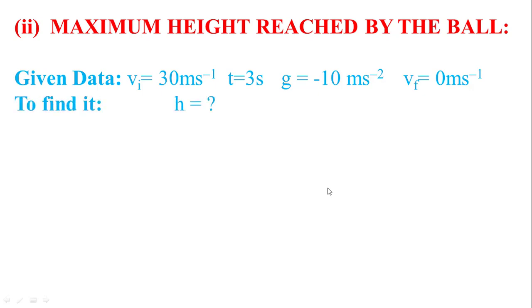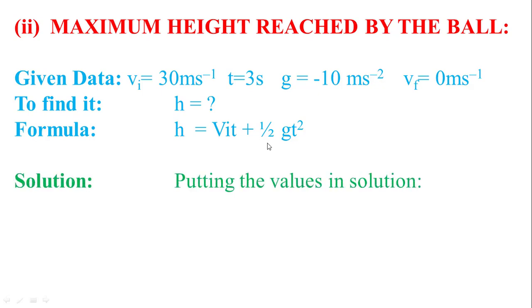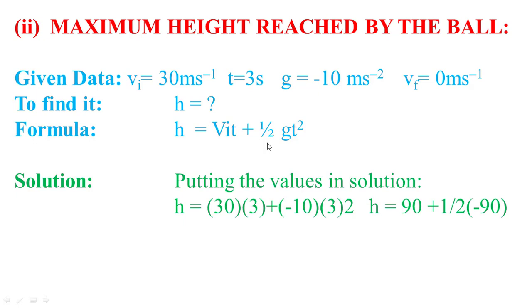To find H, we use the second equation of motion. We replace S by H and a by g. Then H is equal to Vi T plus 1 upon 2 g T square. Putting the values in the above formula, H is equal to Vi 30 multiplied by time T 3, plus the value of g minus 10 and 3 square.